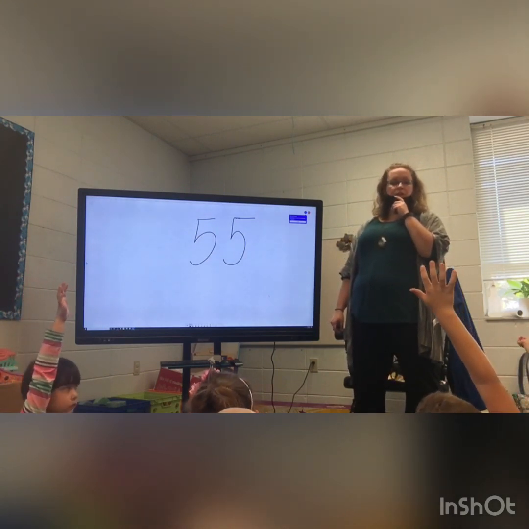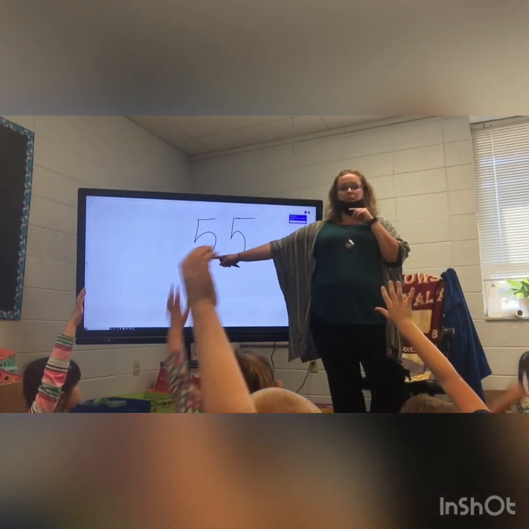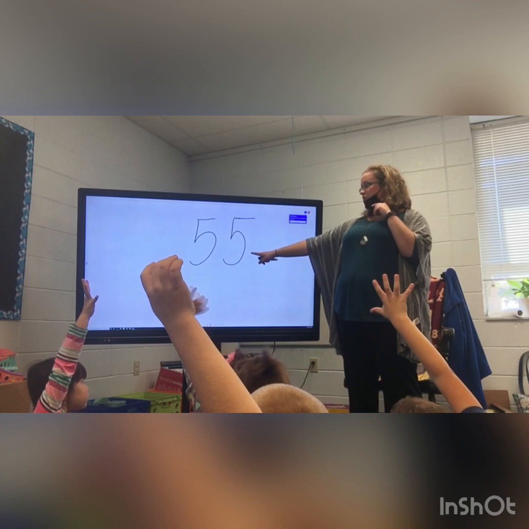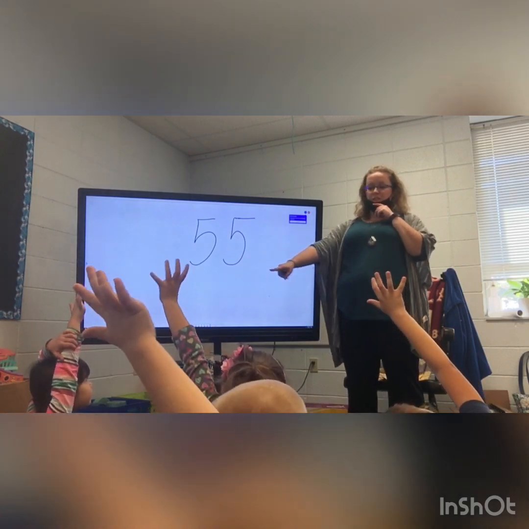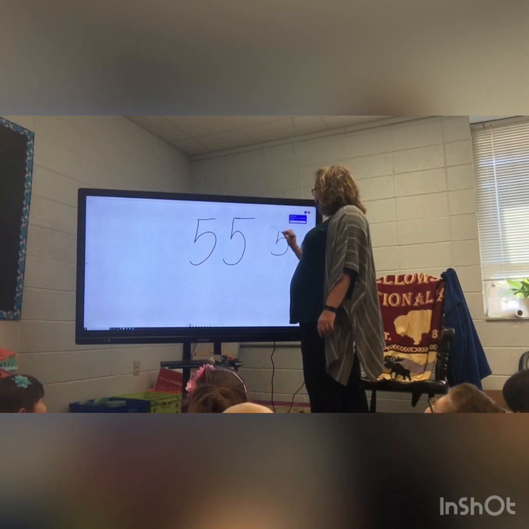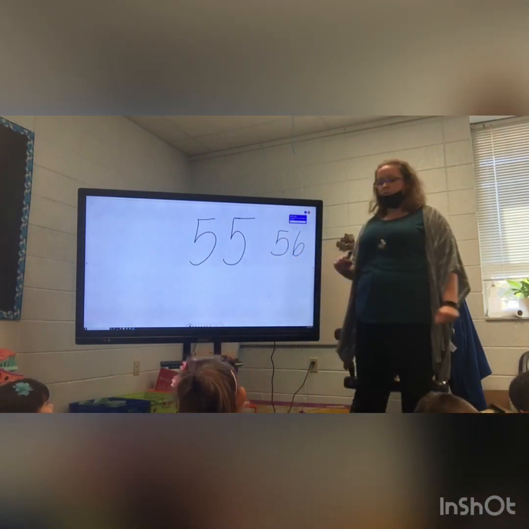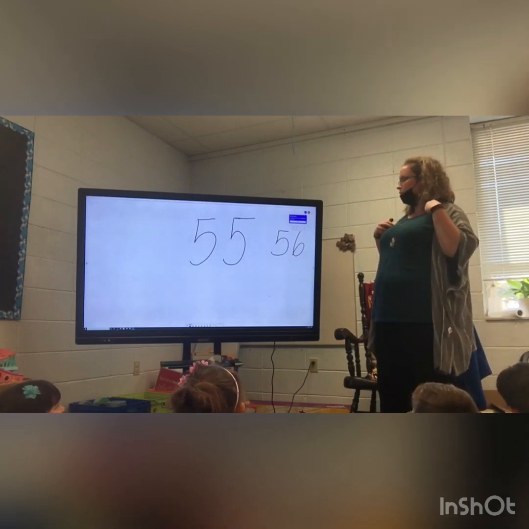They go in order. So it has to be in the 50s family. And what comes after 5? Lois? 56. If you were thinking 56, give yourself a pat on the back. Don't complain because I didn't pick you. Give yourself a pat on the back if that's what you were thinking.